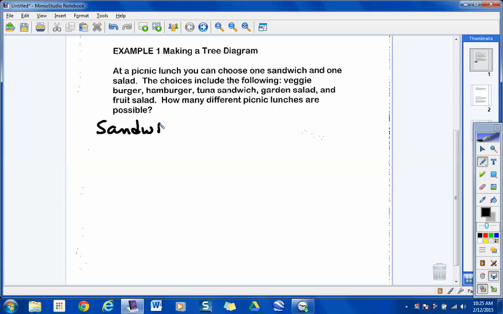Okay, what kind of sandwiches do we have options for? We have tuna. Got a tuna sandwich. I'm going to call that TS right here, okay? Hamburger. Got a hamburger. And a veggie burger.